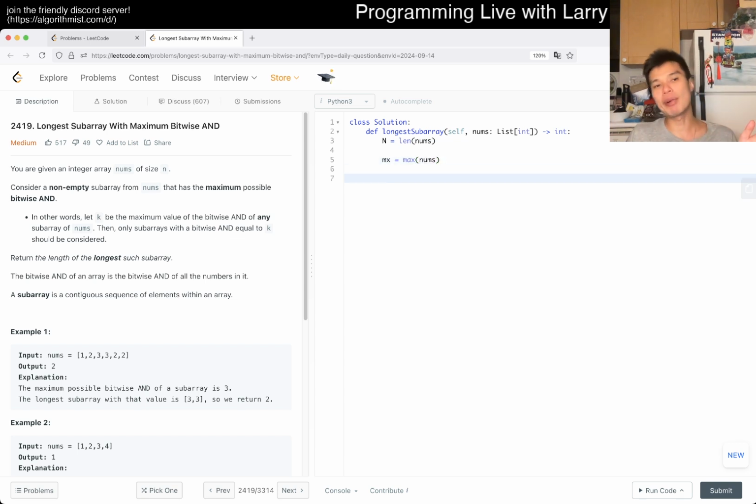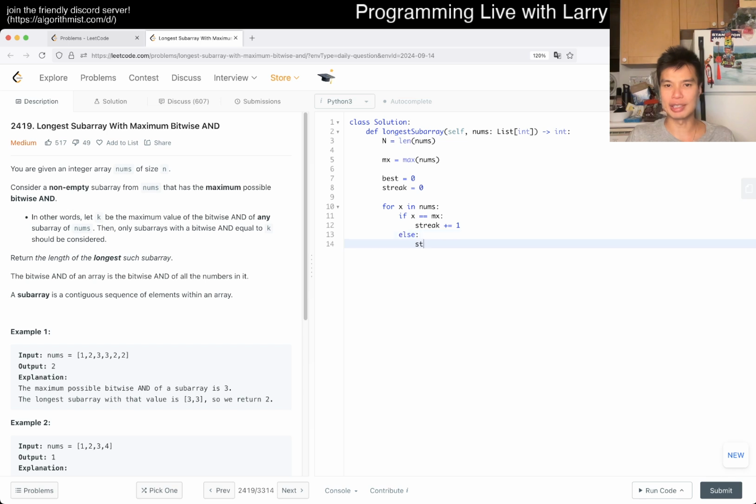So we have the maximum number, and all we have to do is figure out the longest sequence of it, because the biggest number is going to be the maximum possible bitwise AND, and now we have to find the longest subarray, right? So here we just count the longest subarray. Maybe we have a streak equal to 0, for x in nums, and you can write this in a lot of ways, but I'm just saying if x is equal to max, then streak plus one, else streak is equal to 0, best is equal to max of best and streak.